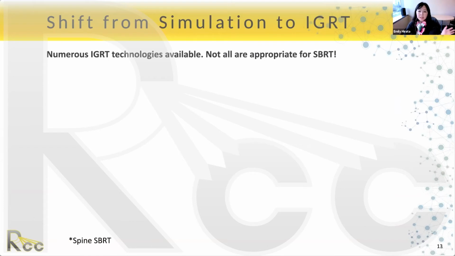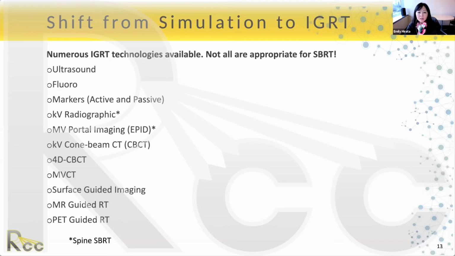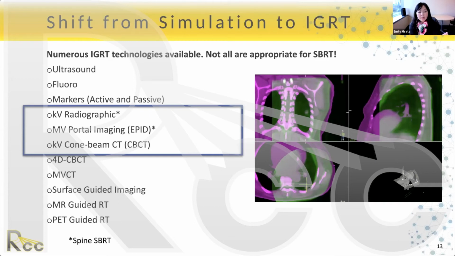So shifting from simulation to IGRT, because we're not going to talk about planning today. We're just going to assume the plan's done, looks good, contoured on the average IP or the mean IP. What I just want to mention here is that there are numerous IGRT technologies available. Not all of them are appropriate for SBRT. I don't want to confuse, and certainly at the right time we can go into each of these different types of IGRT technologies. But what I'm going to focus on in this array is really cone beam CT, primarily cone beam CT.